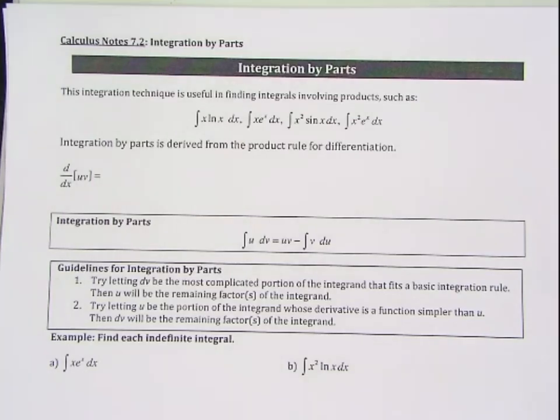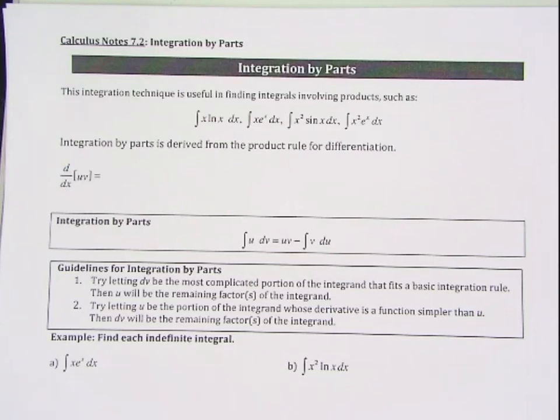Today we're talking about a couple different integration techniques, and so we're just going to expand the types of functions we can integrate. And today we're looking at a special technique called integration by parts. This integration technique is useful in finding integrals involving products. Okay? And you can see a couple of them here. X ln x dx, x e to the x squared sine x, and x squared e to the x. Now a lot of these are going to have transcendental functions combined with normal functions.